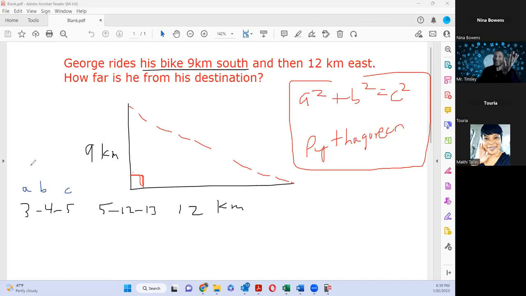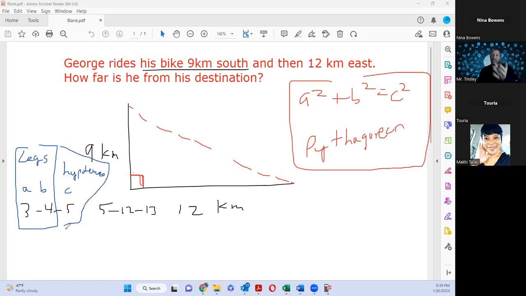So your legs are your a and b. Your hypotenuse is your c. Your hypotenuse is always your c. So watch this. My legs are 9 and 12. How do I know? Because the side opposite my 90 degree angle is my hypotenuse. I don't know it, and I was given the two legs. So I put my leg here, 9.